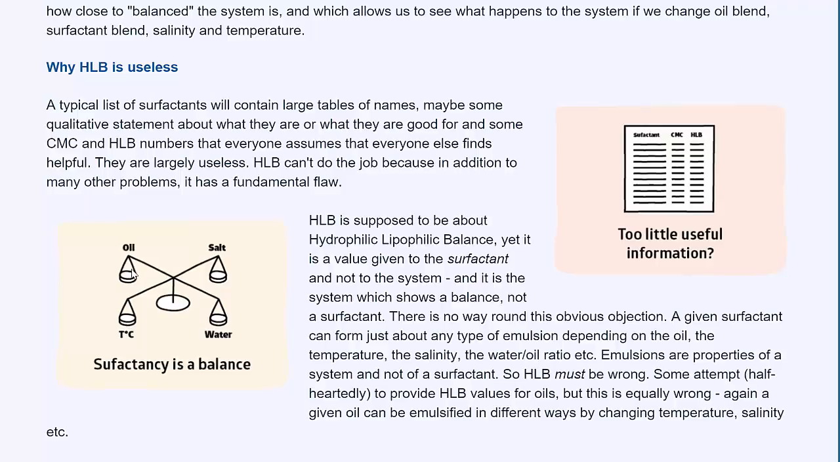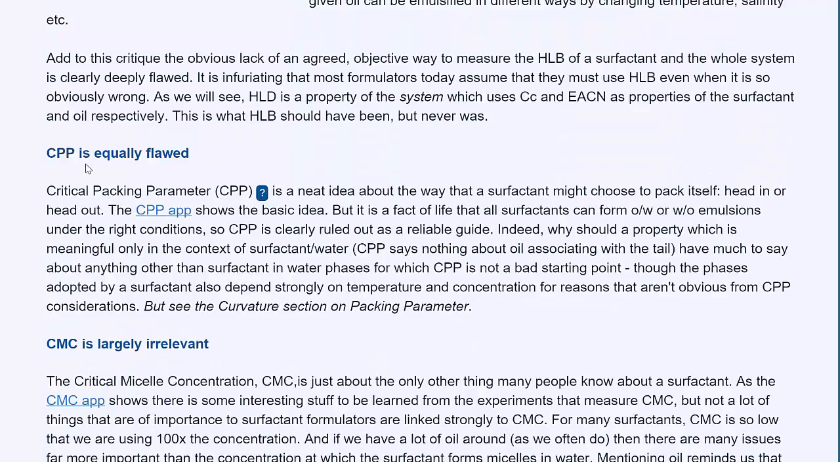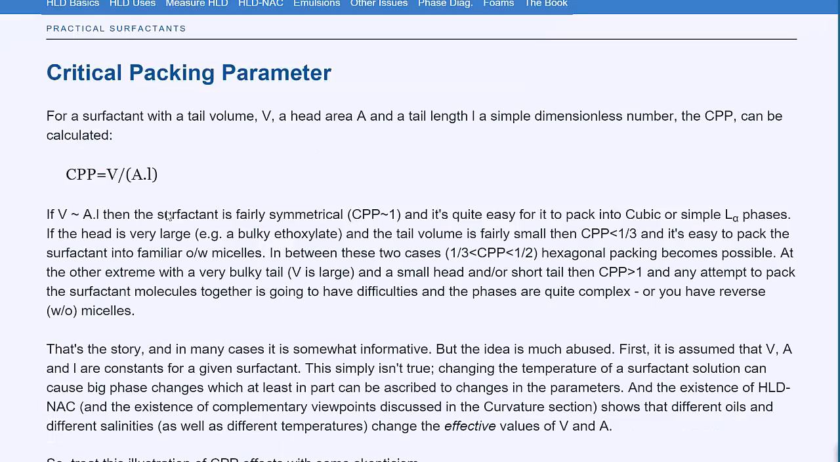So you cannot get a hydrophilic lipophilic balance from a surfactant. That is why HLB is wrong. It's really only useful for the ethoxylates at room temperature. Those who are more sophisticated might know about CPP, critical packing parameter. And you get some lovely diagrams, and I'll just show you the app.